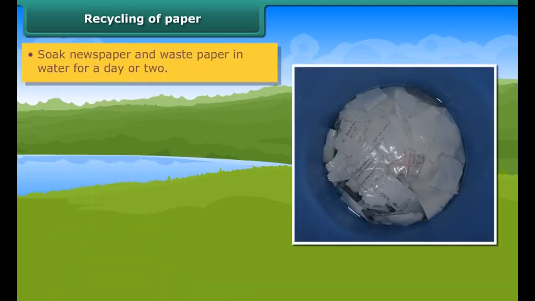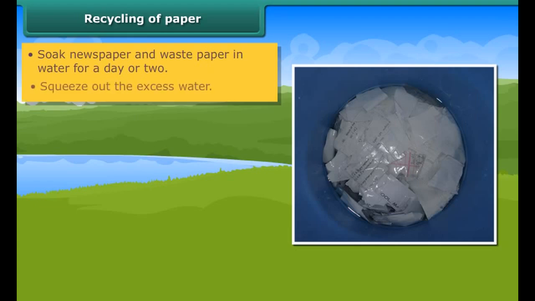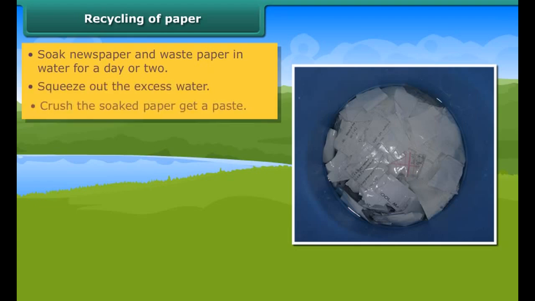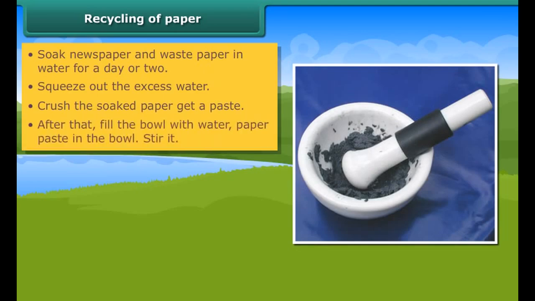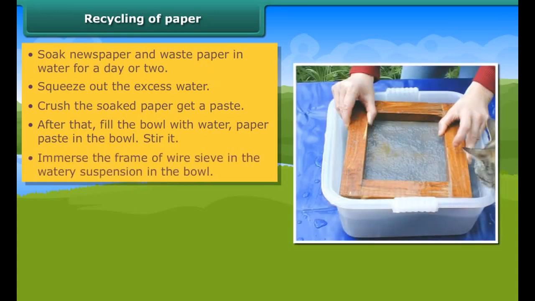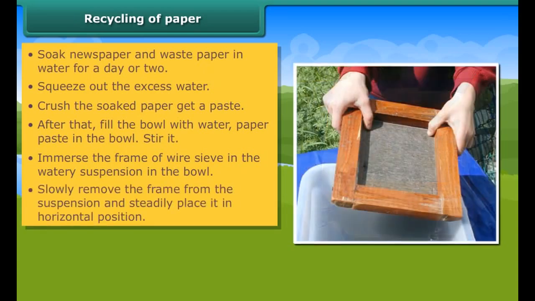Now we will learn about the recycling of paper. Paper recycling is the process of recovering waste paper and remaking it into new paper products. For recycling of paper, old newspaper, old envelopes, magazines, old notebooks, useless paper, a bowl, and a wooden frame of wire sieve are required. The steps involved are: soak newspaper and waste paper in water for a day or two.